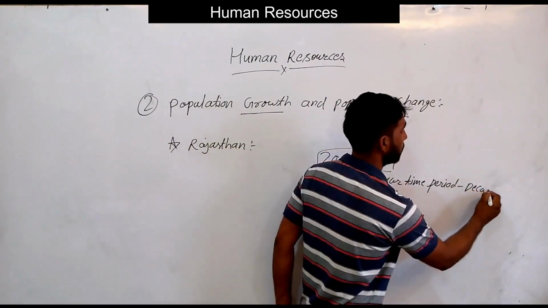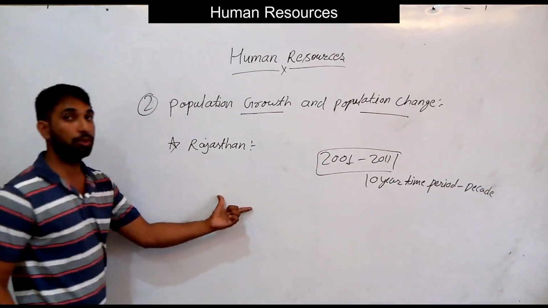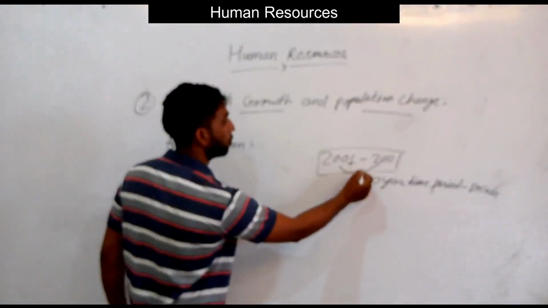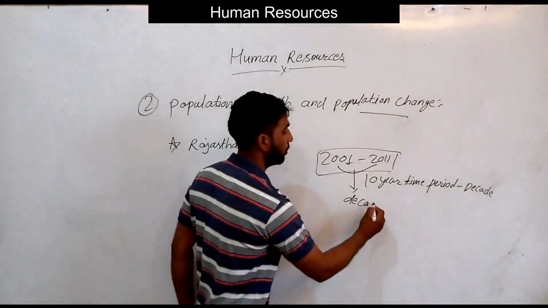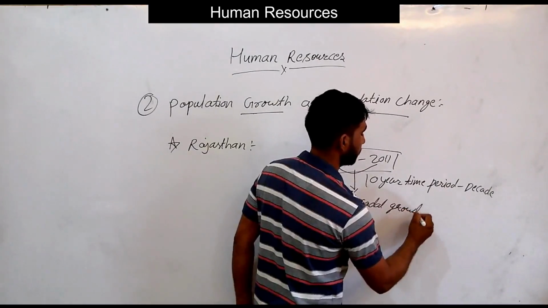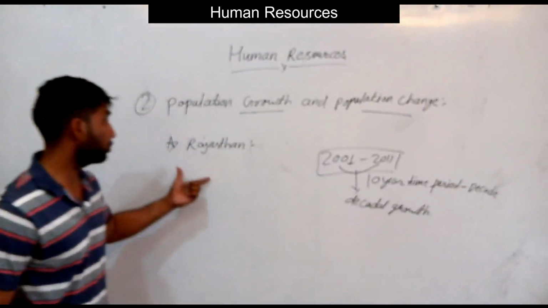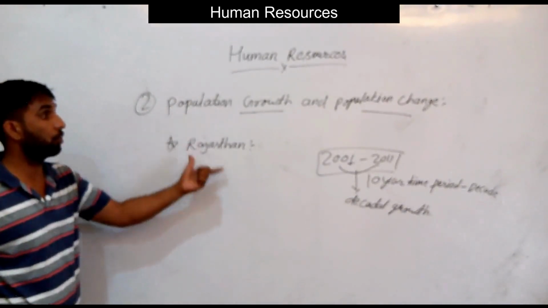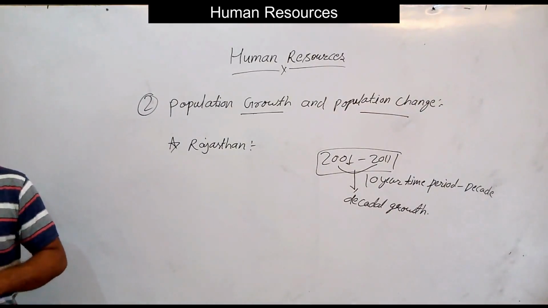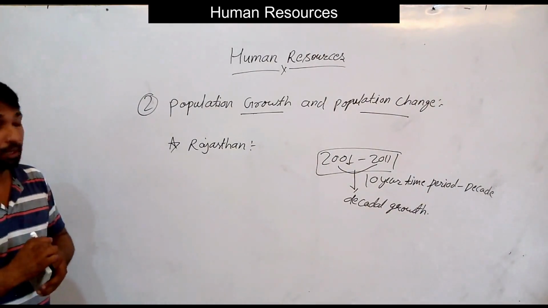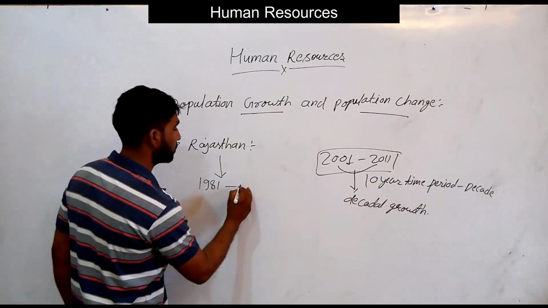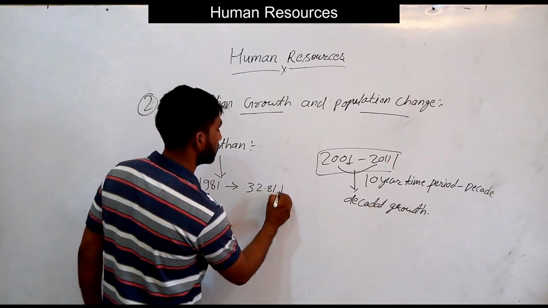A 10 year period is called a decade. So decadal growth is the 10 years growth from any point of time to another. So what about the population growth and population change in Rajasthan? Here the decadal growth rate of Rajasthan in 1981 was 30.81%.